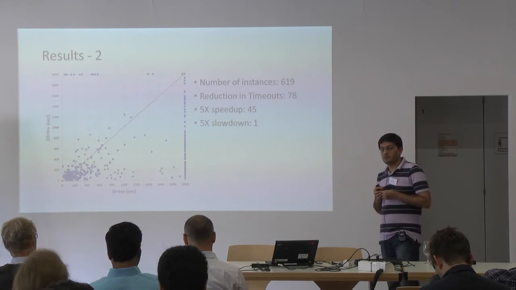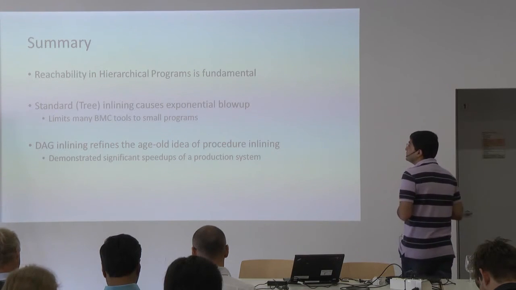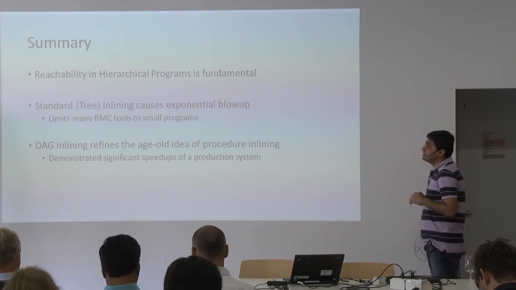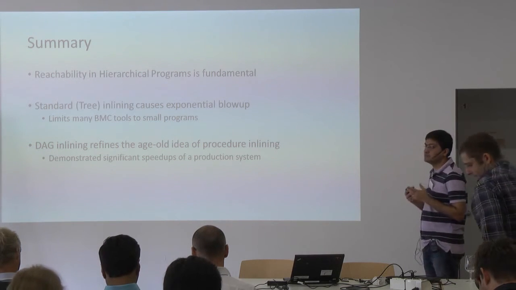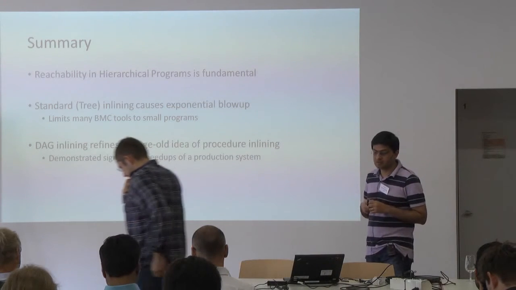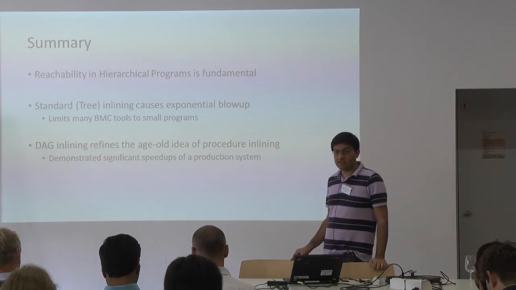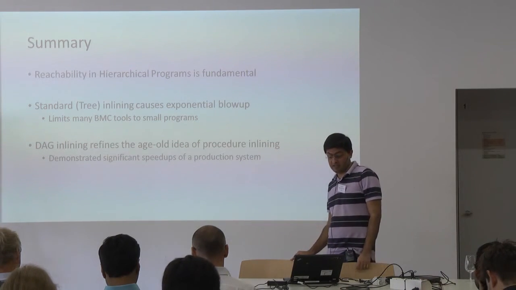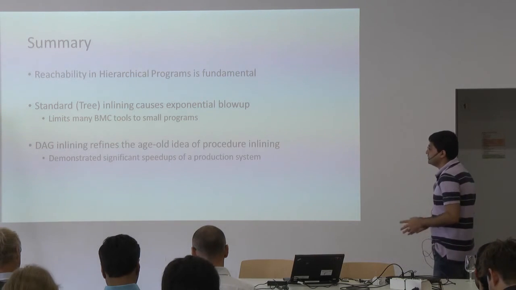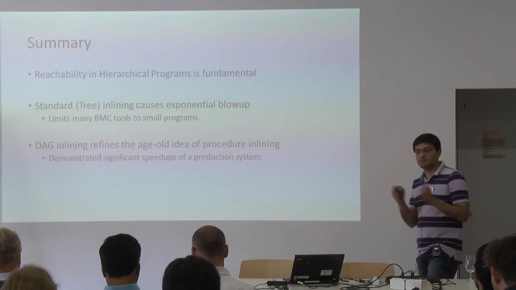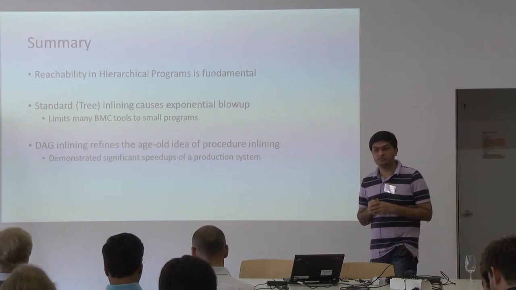So in summary, what I presented is I made a case that reachability in hierarchical programs is fundamental to doing bounded verification. Standard tree inlining can have an exponential blow up that DAG inlining tries to address. All right, thank you for your attention.